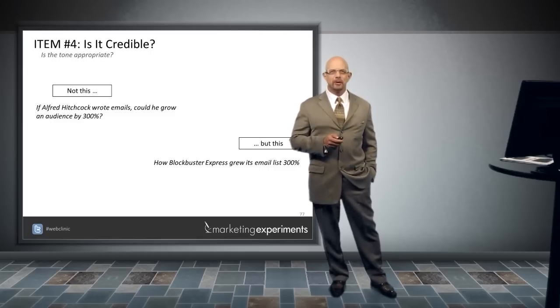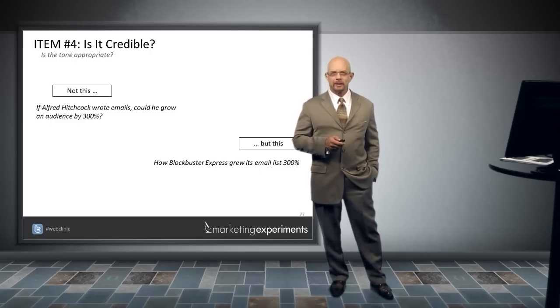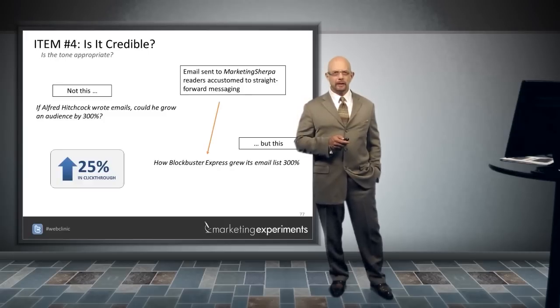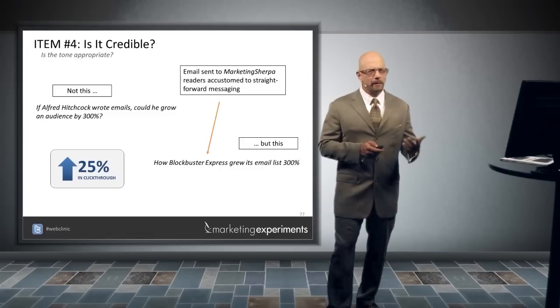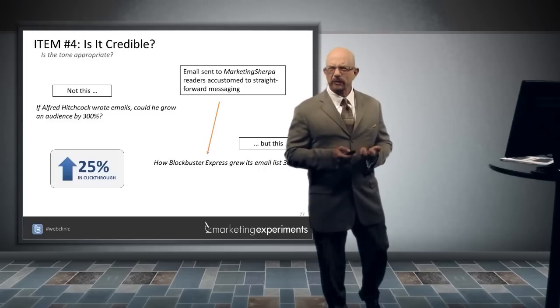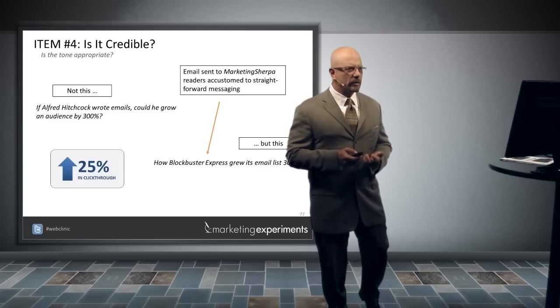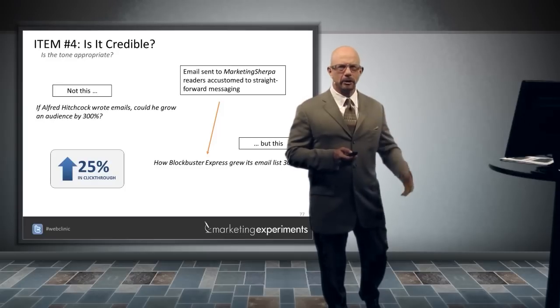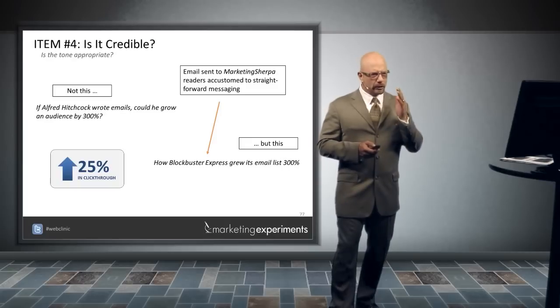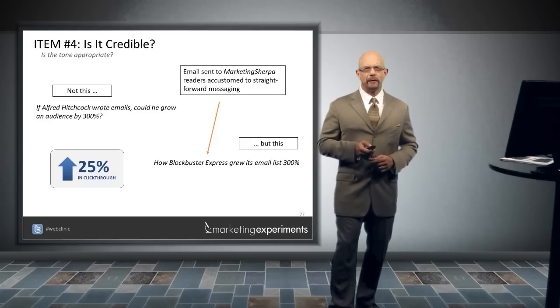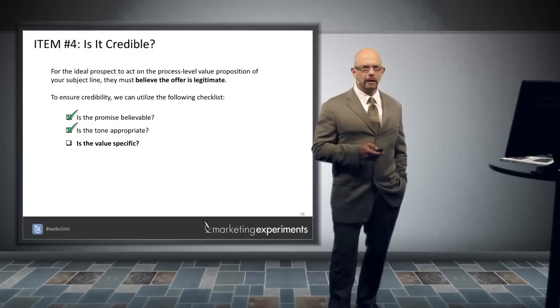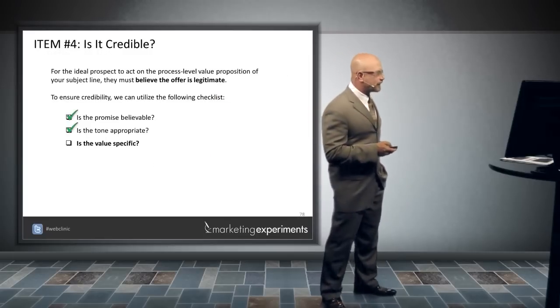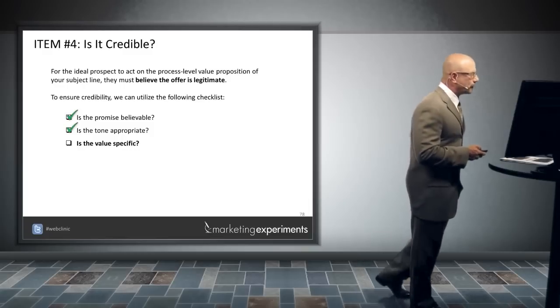If Alfred Hitchcock wrote emails, could he grow the audience by 300%? And here's another one, how Blockbuster Express grew its email list 300%. And there's the difference, a 25% improvement on the right. That top one's interesting. It's kind of an interesting piece of copywriting. But the reality is, the tone sounds too gimmicky, too hype-driven compared to what you have below, which is just short, direct, clear, and yet you have the point last sort of expression, and you have Blockbuster at the front. It's well crafted. It produces a lift. Here comes another point. Is the value specific?